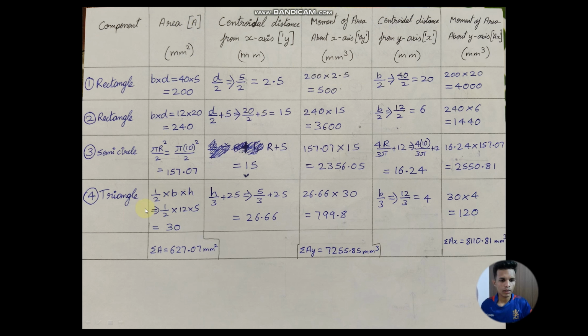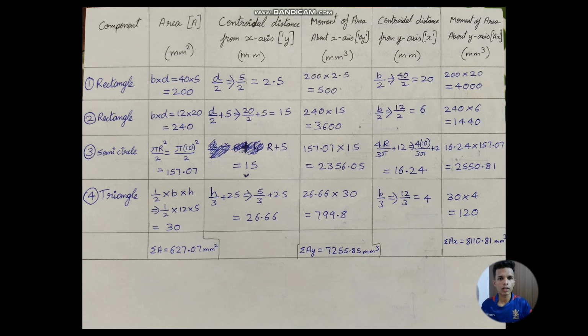At the end, we'll have to calculate the sum of area, sum of ay and sum of ax. Here, the sum of a upon calculation, we get it as 627.07 mm square. And sum of ay, we get it as 7255.85 mm cube. And sum of ax, we get it as 8110.81 mm cube. So this is the calculation part of the components.